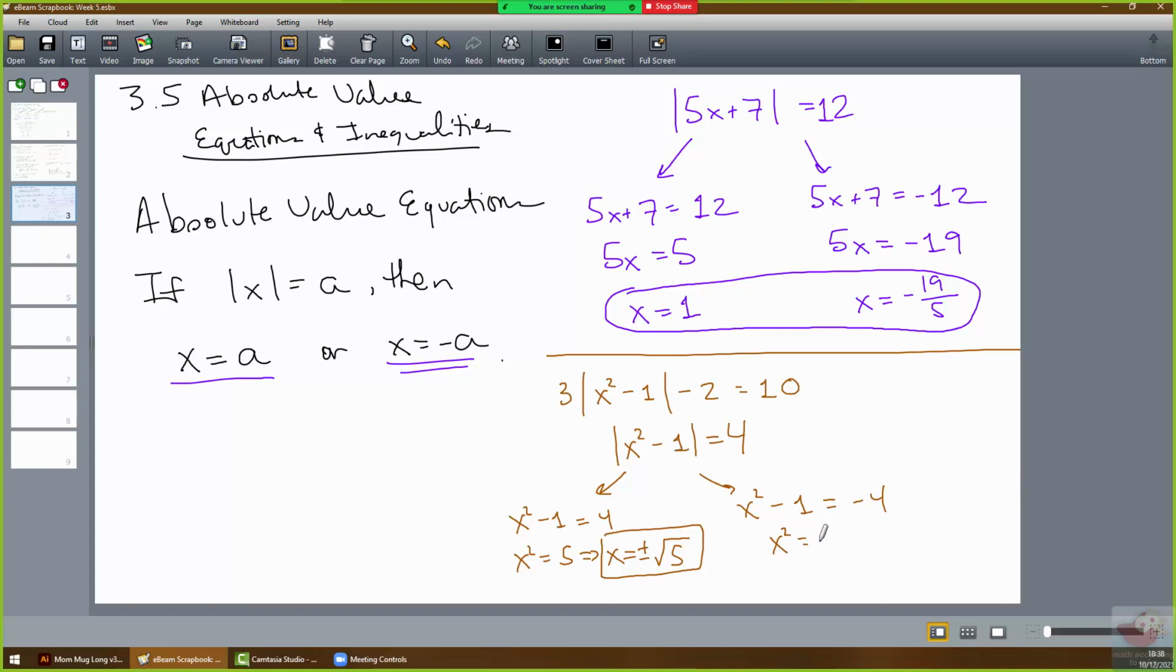We're going to add 1. Take a square root of both sides, include a plus or minus. How does the square root of negative 3 clean up? So go back to section 3.1. Wouldn't that be i? Yeah. Plus or minus the square root of 3i.